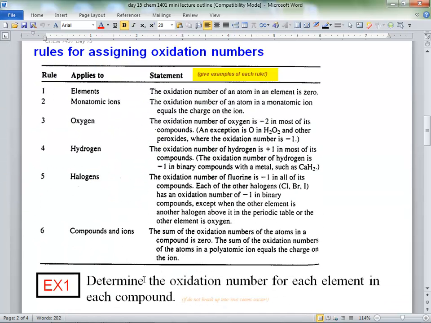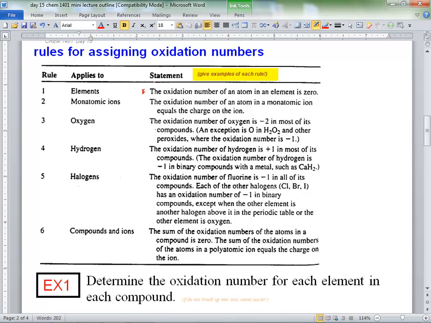So we need some rules to assign these oxidation states. These oxidation numbers, we're going to assign one to every single atom in a compound. So let's start with elements. The oxidation number of an atom in an element is 0. So everything on the periodic table in its elemental form, like oxygen, which is really O2 gas, is going to be 0.